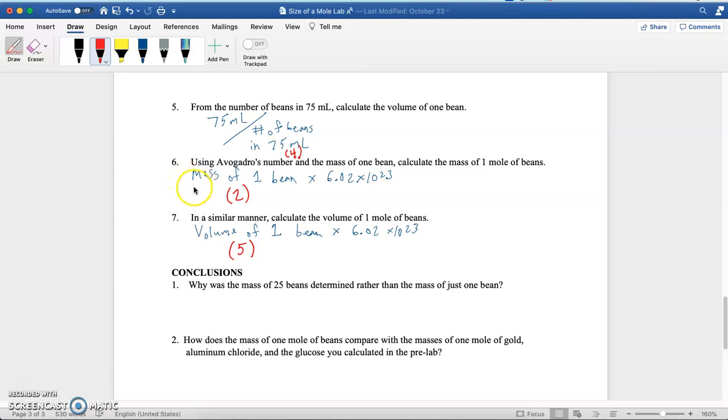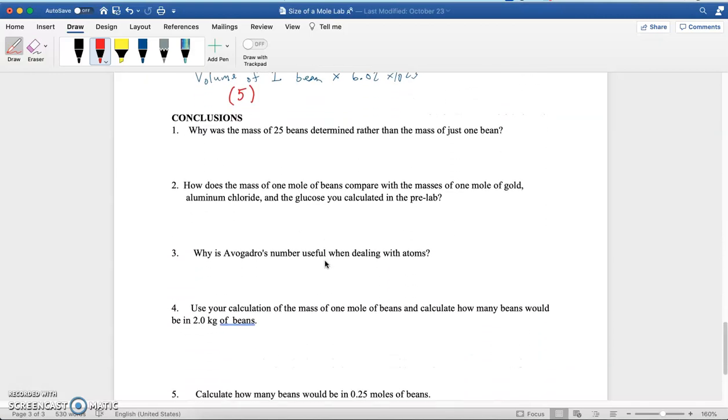23rd. Now my explanation for this one: if I asked you what is the mass of a dozen beans, you'd say, okay, you take the mass of one bean, multiply it by 12 because there are 12 in a dozen. The same logic holds true for moles. You take the mass of 1 bean. If I want to know the mass of 1 mole, I just multiply it by however many things are in a mole. So mass of 1 mole of beans, answer from number 2, multiply it by this number. Number 7 is similar to number 6.